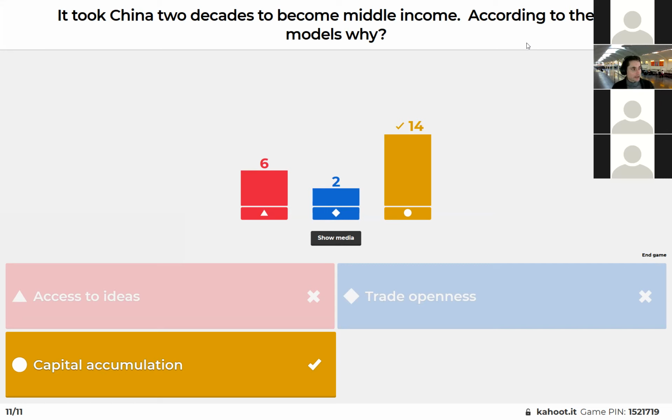So these models don't negate that capital can be an important determinant, an engine of growth. It's just that not in the very long run, not on the technological frontier.